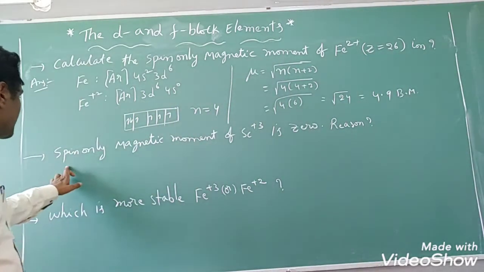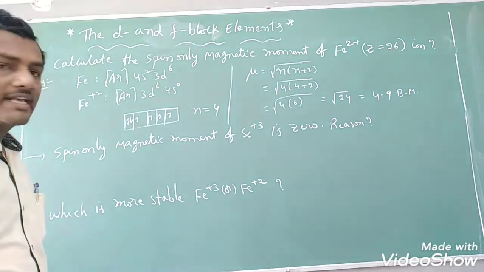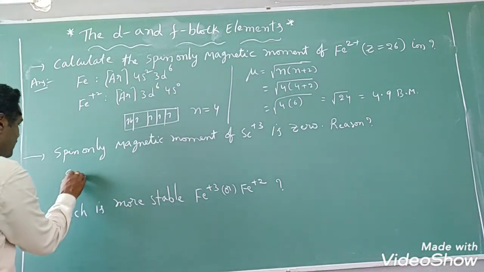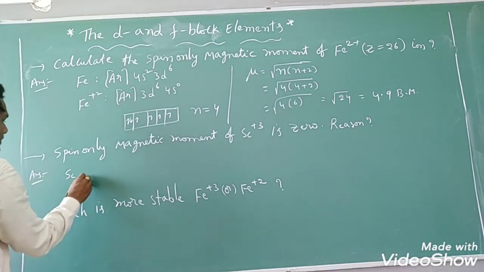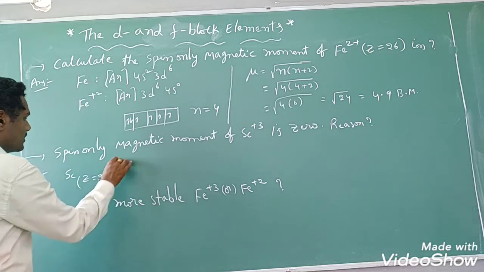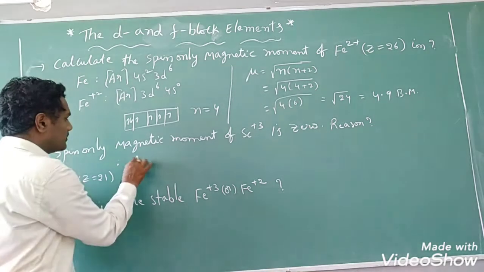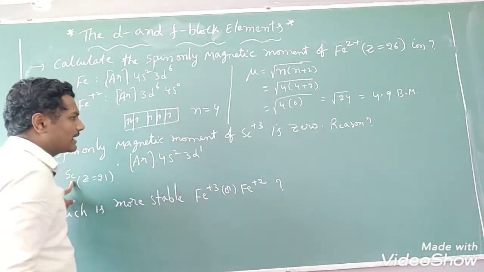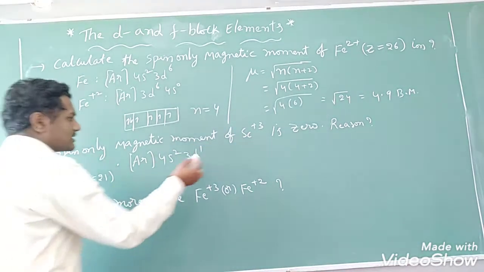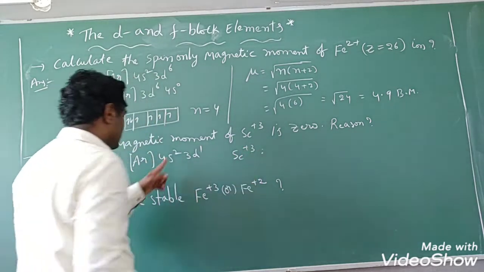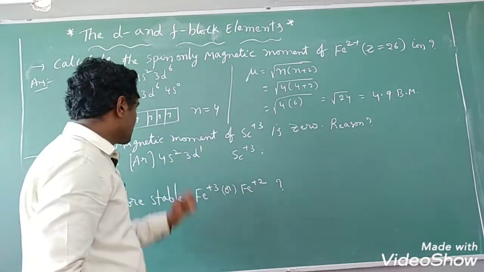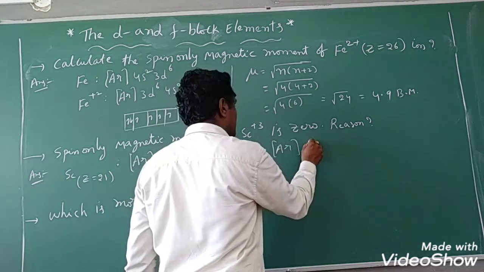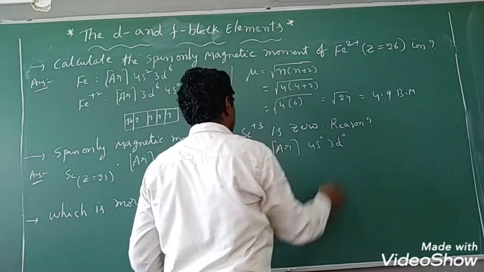In the similar manner, you can observe here the spin-only magnetic moment of Sc+3 is 0. Why? Scandium atomic number, we know already, is 21, right? What is the electronic configuration of scandium? Argon 4s2, 20, over 3d1. But here it is the +3 oxidation state now. +3 oxidation state means it loses 3 electrons: 2 electrons from the 4th shell, 1 electron from the 3d subshell. So it becomes argon configuration, argon 4s0 3d0. See that?